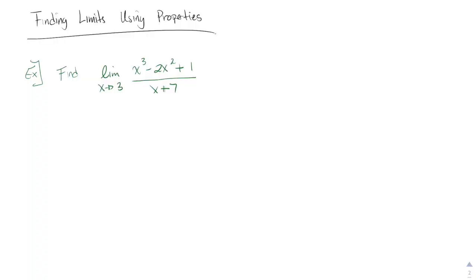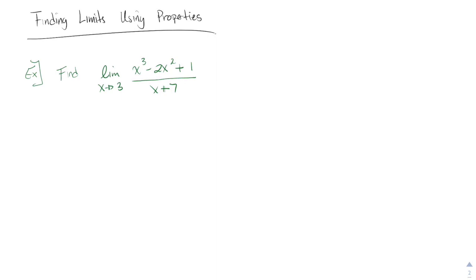So let's get started. So how do you find limits using properties? This is one of the simplest ways to solve for limits. So I'm going to start with this example. We're going to find the limit as x approaches 3 of x to the third minus 2x squared plus 1 all over x plus 7.